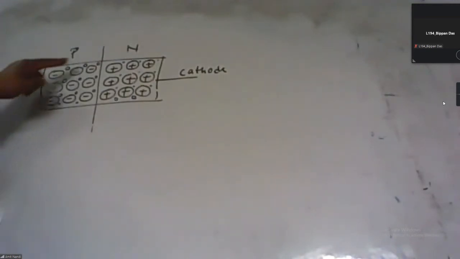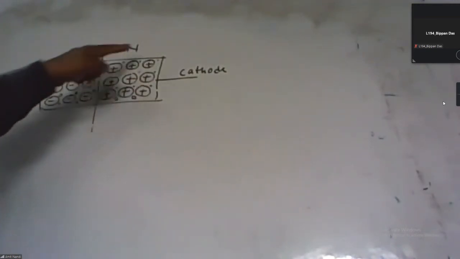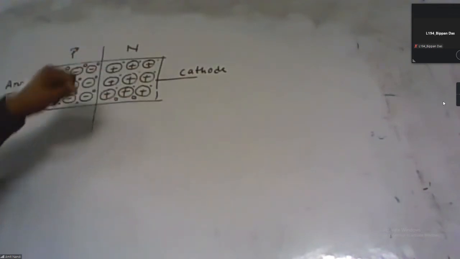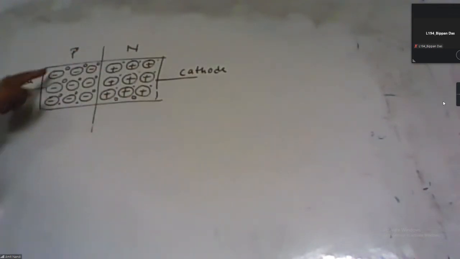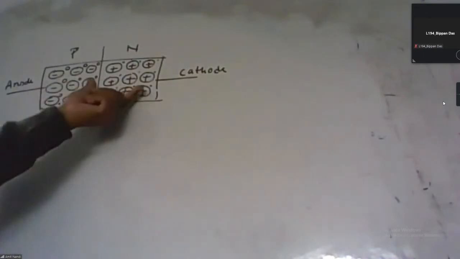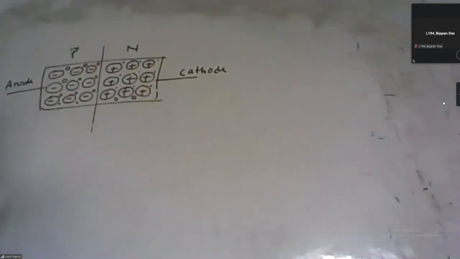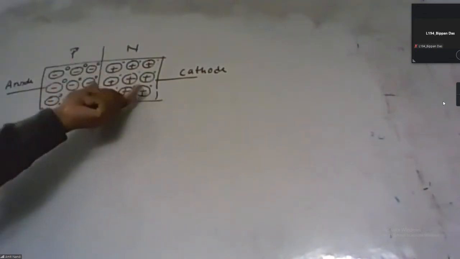So in this region, a large number of free electrons are present. In this region, a large number of free holes are present. So here the concentration of free electrons is much greater than in this region.